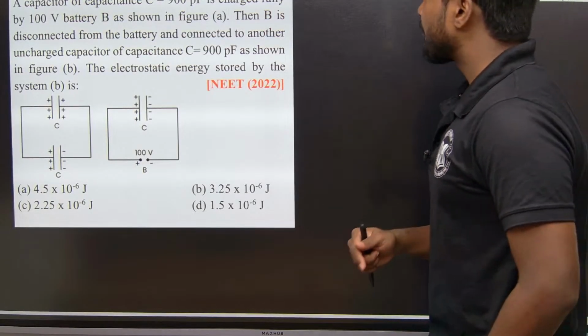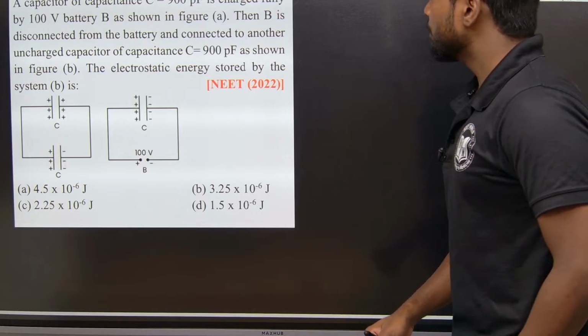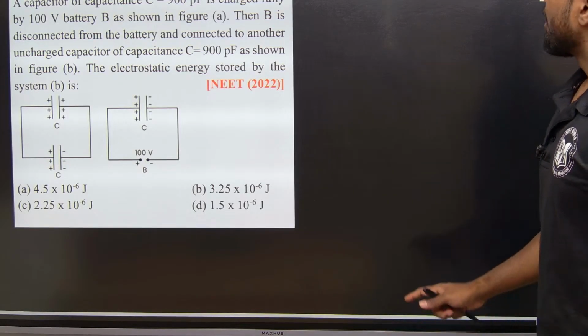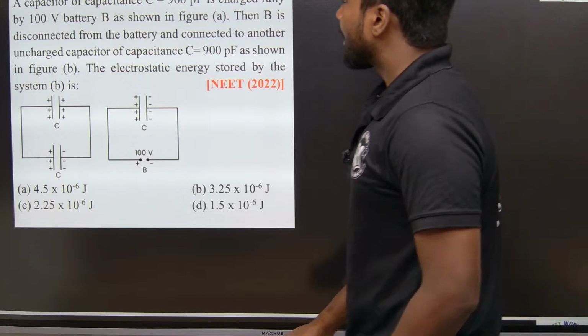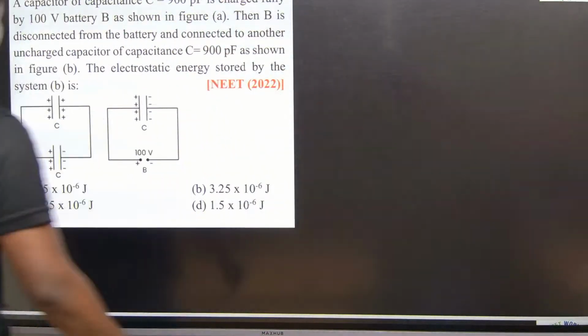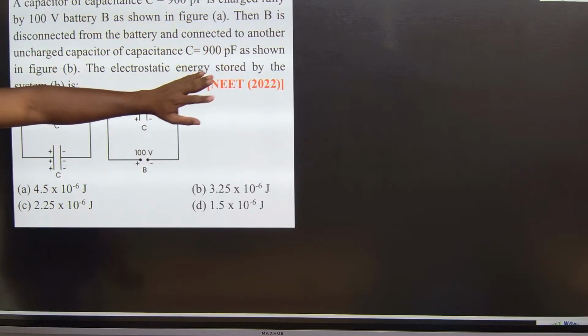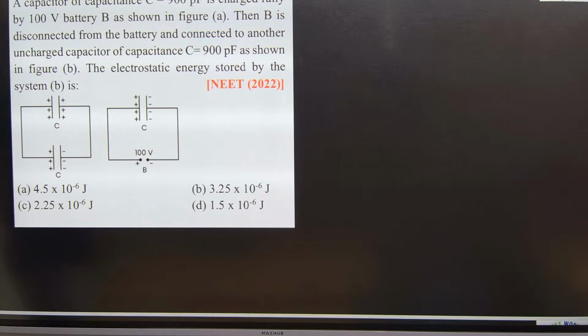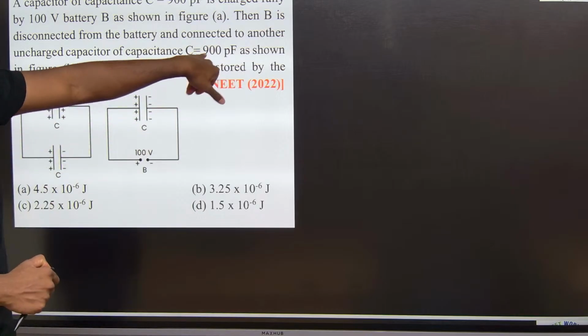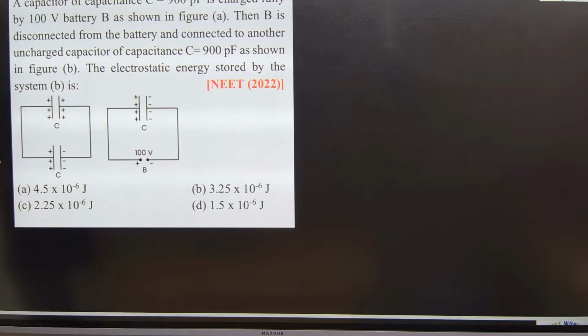A capacitor of capacitance C equals 900 pF is charged by a 100 volt battery B, as shown in the given figure. Then it is disconnected from the battery and connected to another uncharged capacitor of C equals 900 pF, as shown in figure B. Then the electrostatic energy stored by the system is... I need to find the electrostatic energy stored by the system.